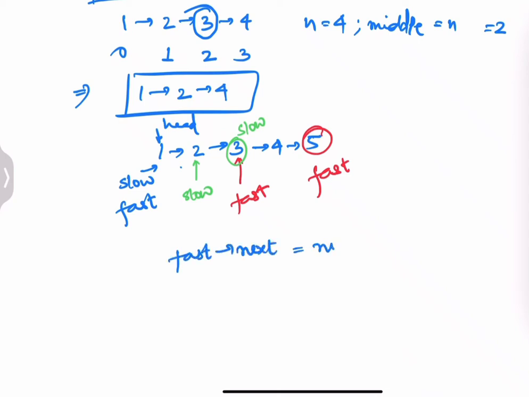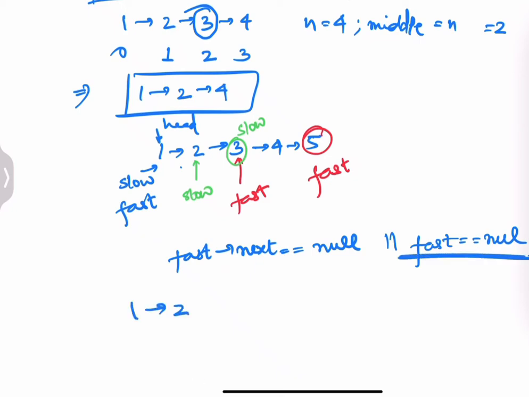Has become null. So there are 2 conditions to stop it. And you see that at this point the slow is pointing to 3. It means that the pointer or the node at which slow is pointing needs to be deleted. So there are 2 conditions: either fast next should be null or fast itself should be null. How? Let me show you when this condition will occur.